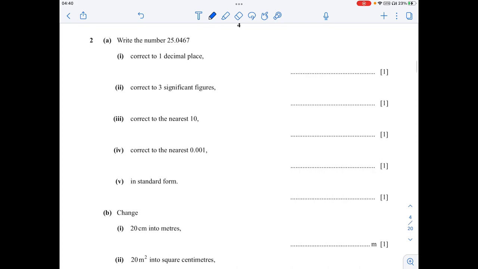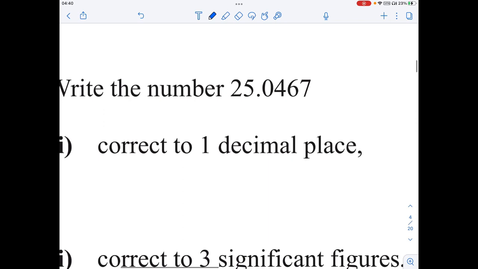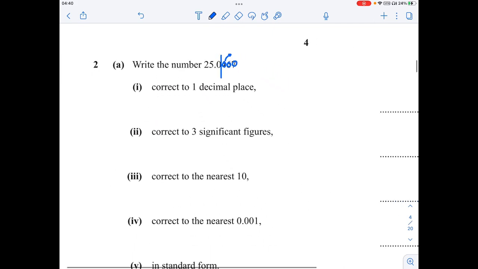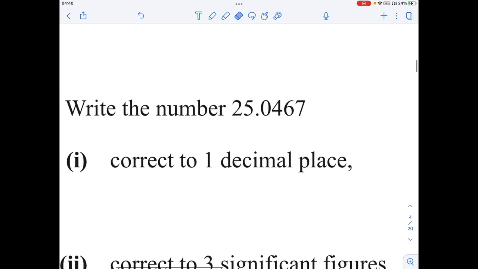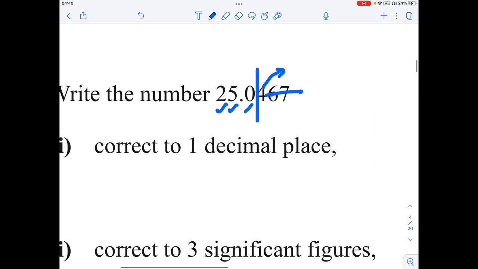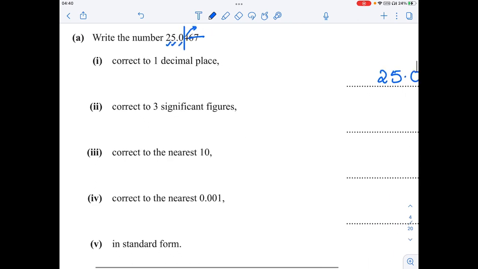Now, question number 2. Write down the number 25.0467 correct to one decimal place. After one decimal, draw a line. You can see that this number is less than 5, so all the numbers will become 0. So it's going to be 25.0. If it is less than 5, all the numbers become zeros. 25.0. Then three significant figures. When I say three significant figures, 1, 2, 3. Then again, this number is less than 5, so all the numbers will become 0. So again, three significant figures is also 25.0.